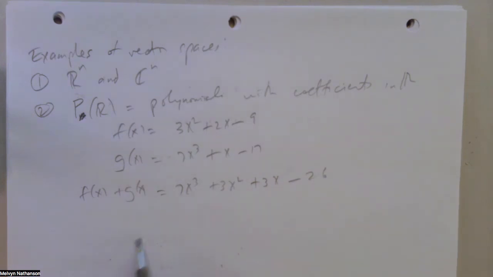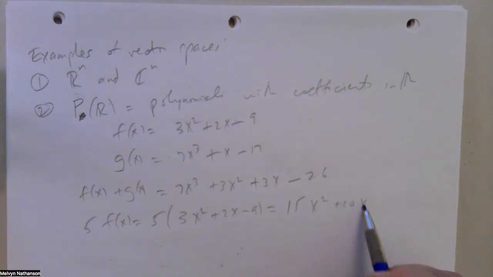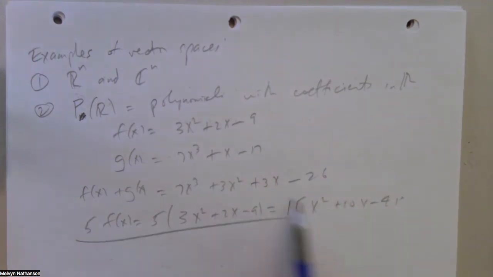And if you multiply a polynomial by a scalar, let's say 5 times f of x, so that's 5 times this polynomial, 3x squared plus 2x minus 9. You multiply coordinates, this is 15x squared plus 10x minus 45. So polynomials with coefficients in R form a vector space with the usual rules for adding and multiplying polynomials.